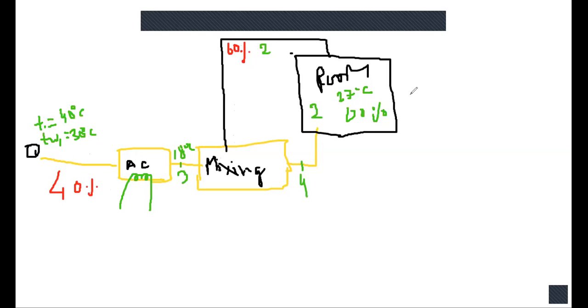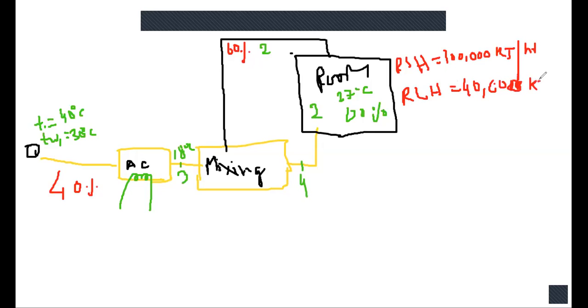This is our numerical, which is given. Room sensible heat is given as 1 lakh kilojoule per hour, and room latent heat is also given, which is 40,000 kilojoule per hour. This is also given.